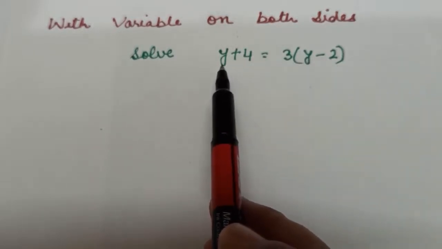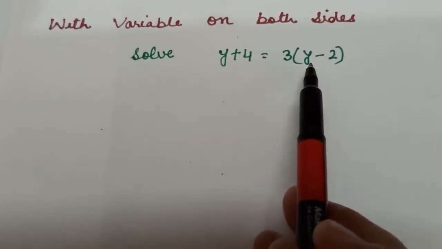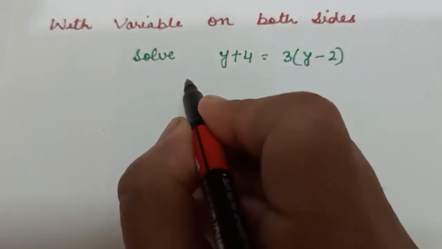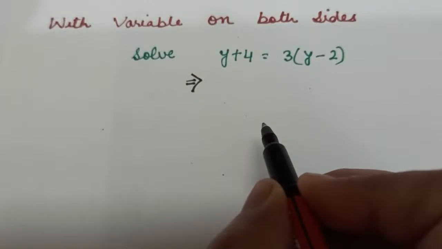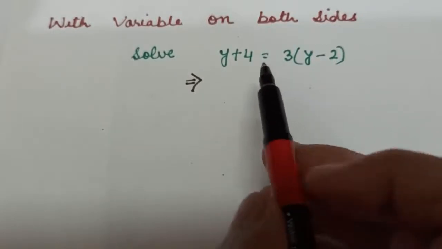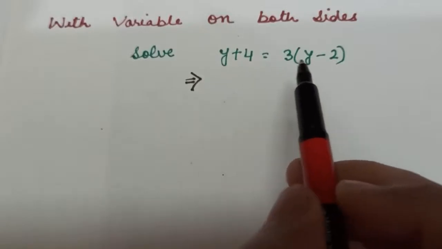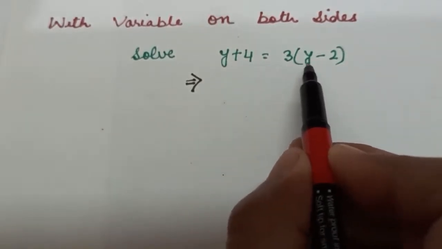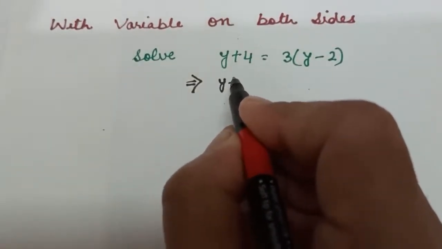Here you can see variable y is present in both sides. Now here we will collect like terms in one side. Like terms means terms with variable will be collected in one side and numbers on the other side. Here y plus 4, 3 into y minus 2. So let us open the bracket first.